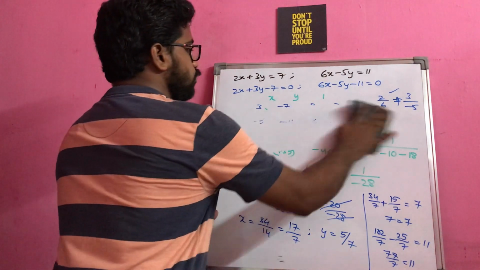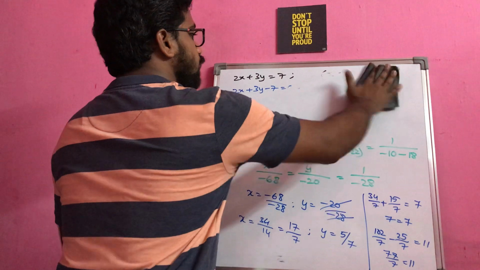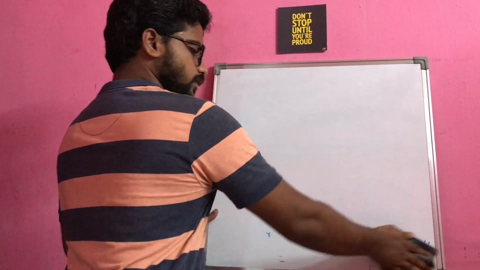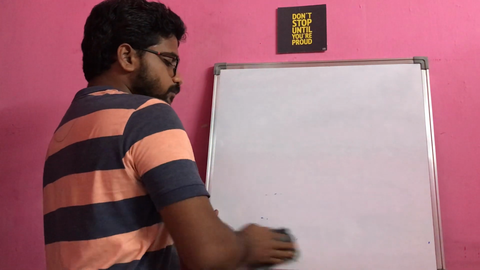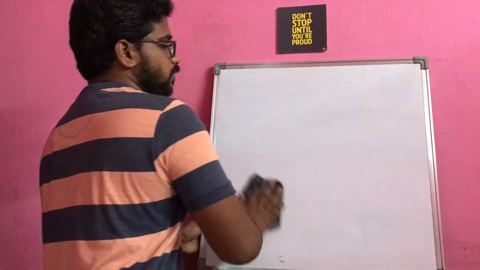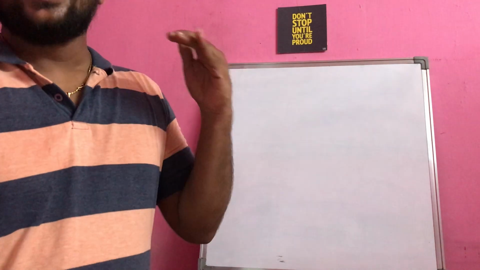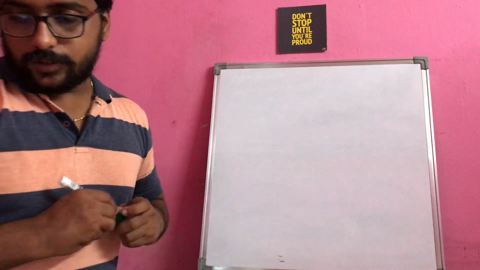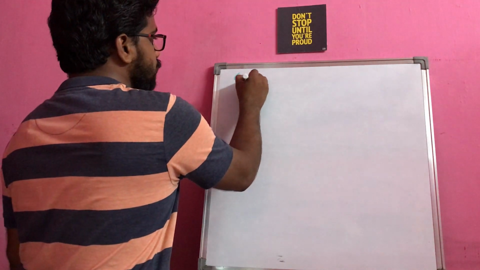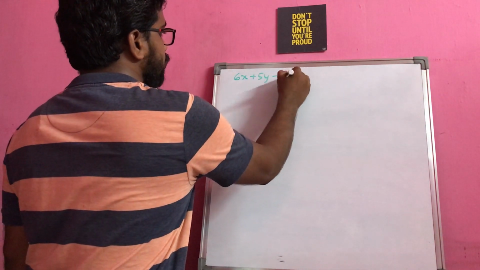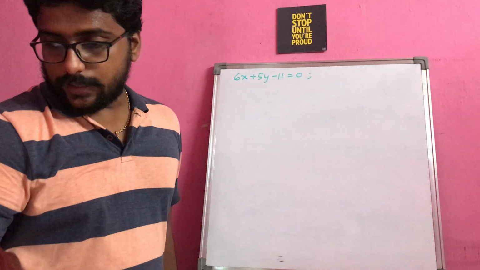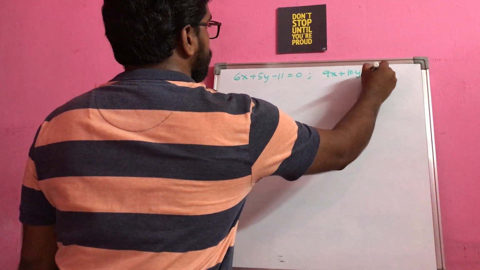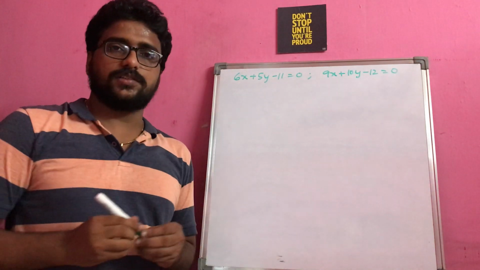So let us do one more simple question in this, and later we will go to little bit tricky questions. Okay. So please remember from the approach point of view what are the steps that we are going to follow. That algorithmic way of learning is very important. Okay. Now see this one. 6x plus 5y minus 11 is equal to 0. And the other line is 9x plus 10y minus 12 is equal to 0. These are the equations. Okay.